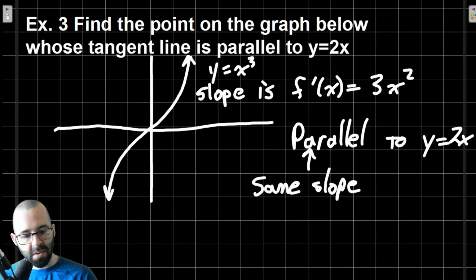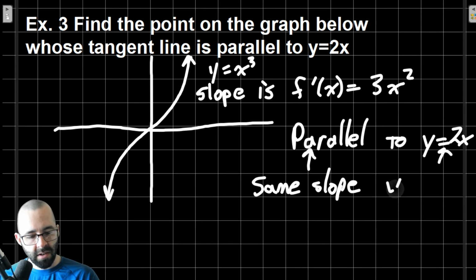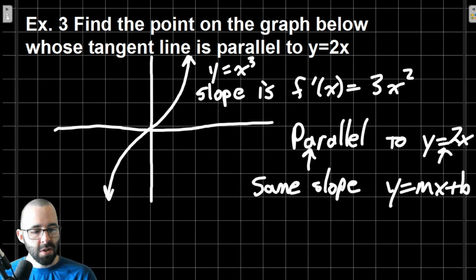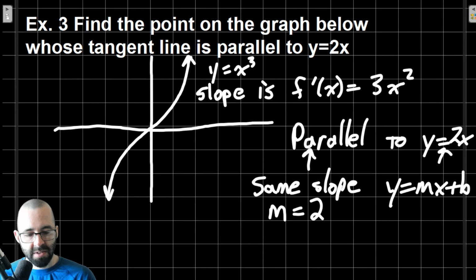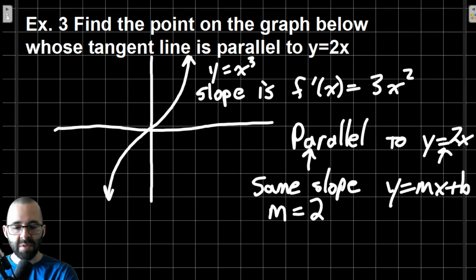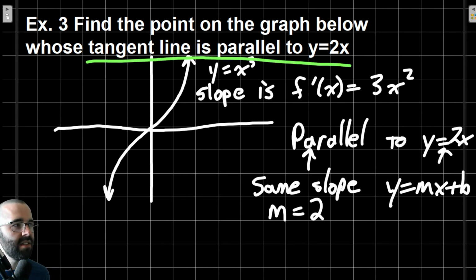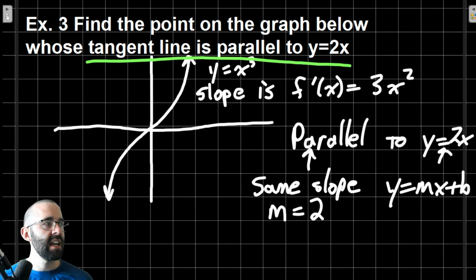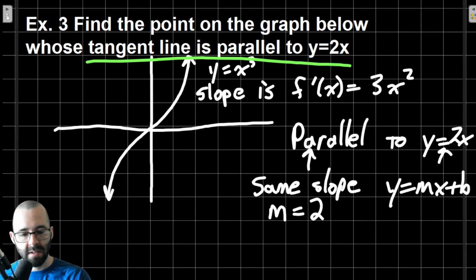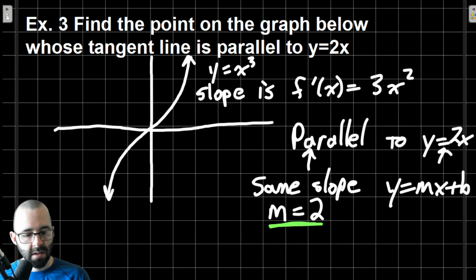Well, what's the slope of this graph? Well, remember y is equal to mx plus b, where m is your slope. This is y is equal to 2x plus 0, so our slope must be 2. The slope of a line is just the number next to the x. So the slope is going to be 2. So we've now utilized this piece of information. The tangent line is parallel to y is equal to 2x. So this is that slope.